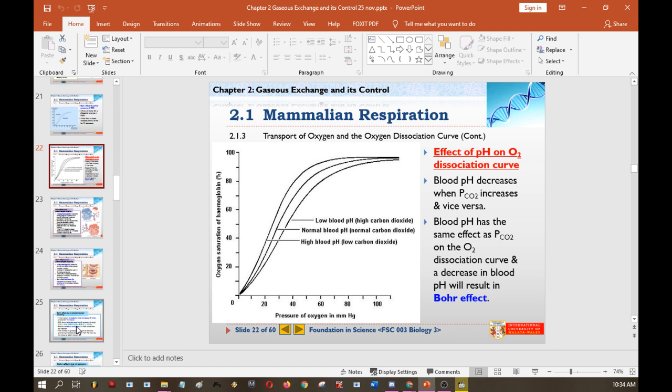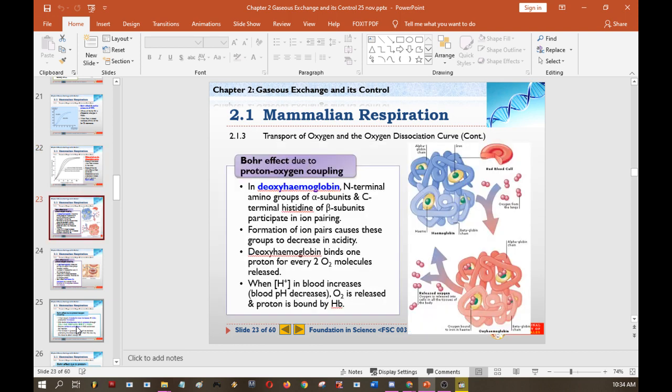Other than that, the effect of pH. PCO2, or partial pressure of CO2, also causes your blood to be a little bit acidic. The more acidic your blood is, the easier the oxygen will be released. So whenever there is a lot of CO2 in your blood, it will cause your blood to be a little bit acidic. This should not be prolonged.